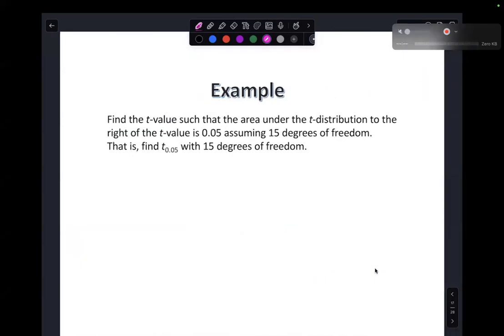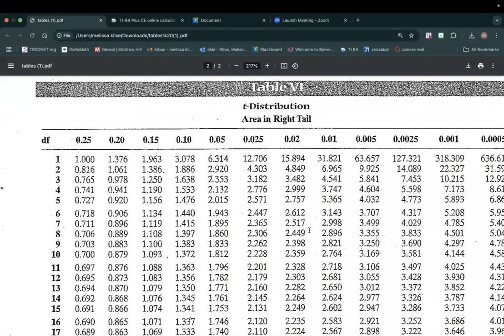Okay. Once again, we're going to find the t-value such that the area under the distribution to the right of the t-value is 0.05 with 15 degrees of freedom. Let's go back to our table.